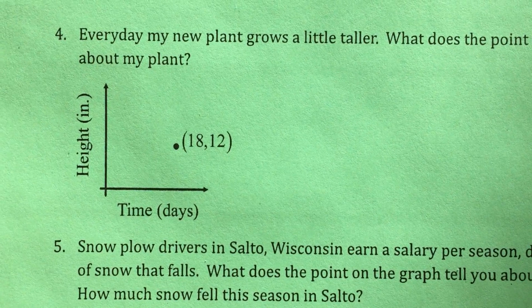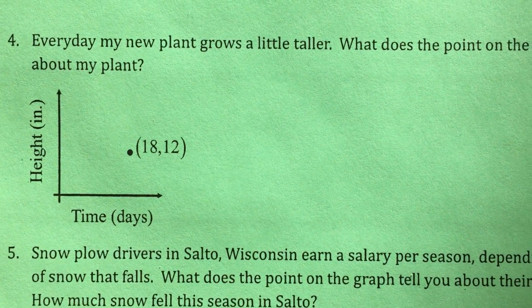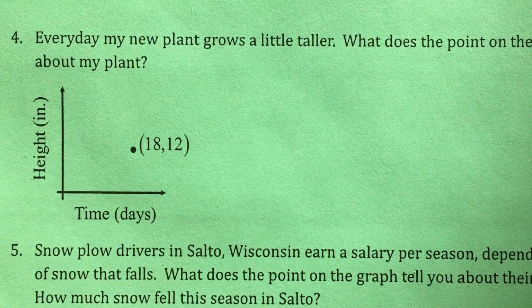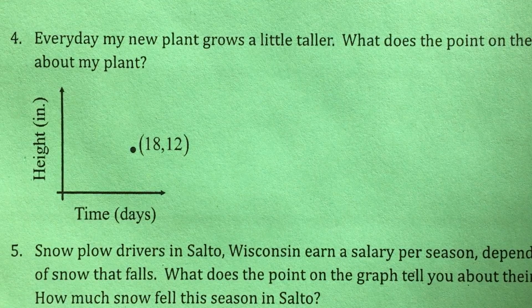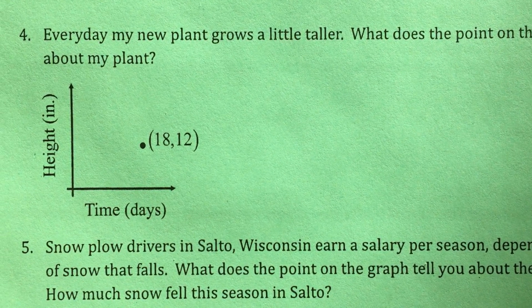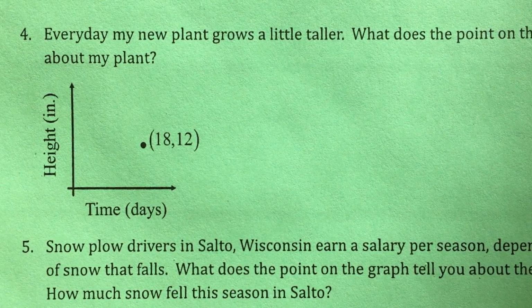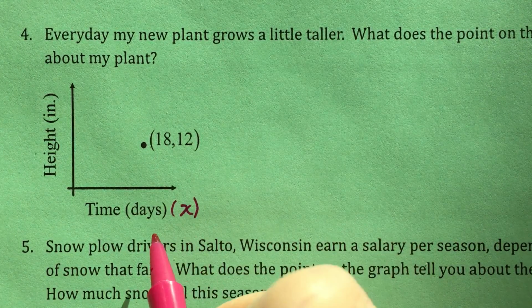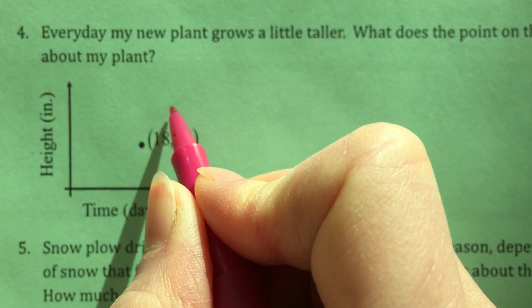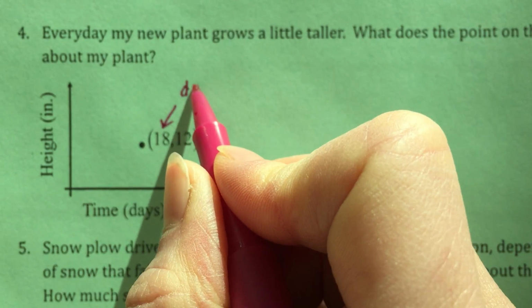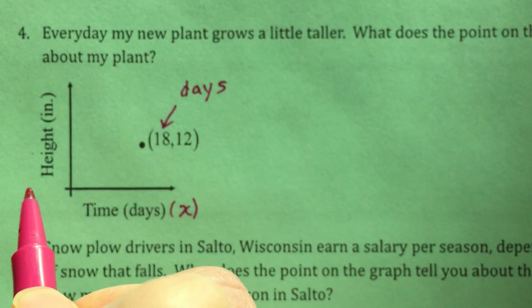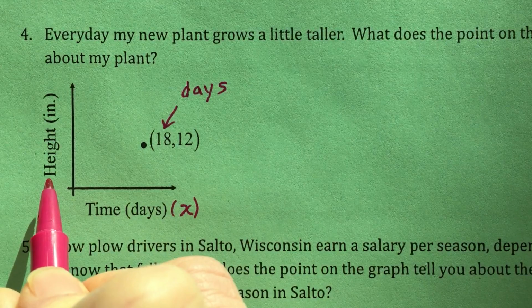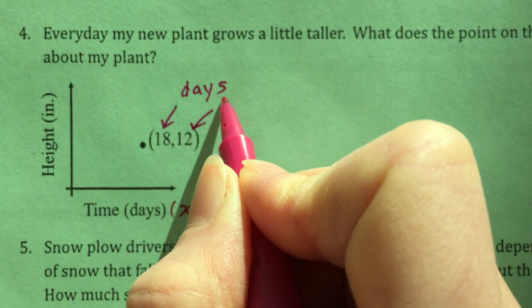A little bit of help on the back side. We're given a plot. It says, every day my new plant grows a little taller. What does the point on the graph tell you about my plant? So there's a point given at 18, 12. 18 would be our x, and that would be our time, so right here, days. And the 12 would be our y, or our height. So this is height.